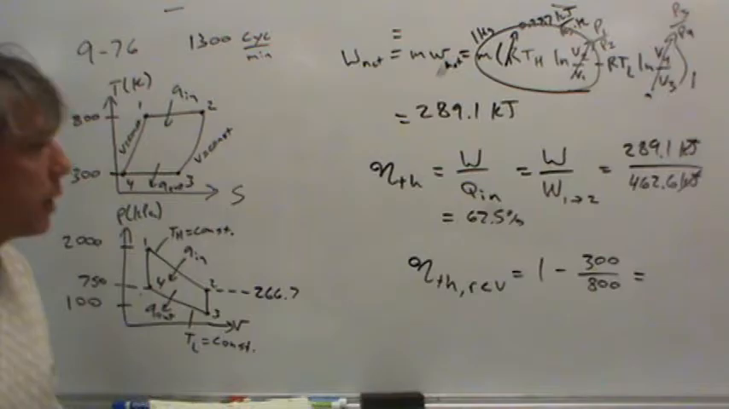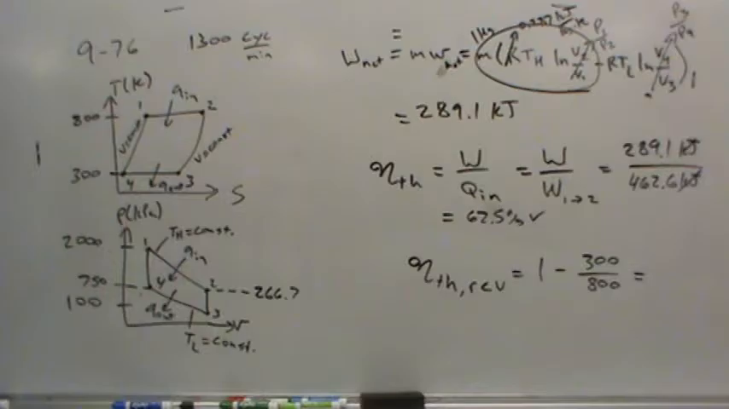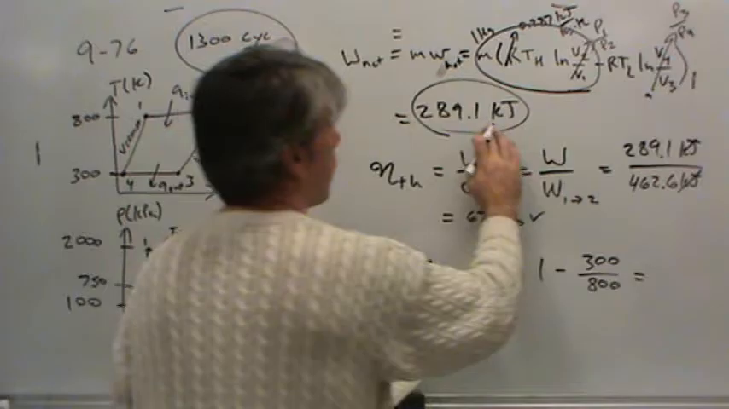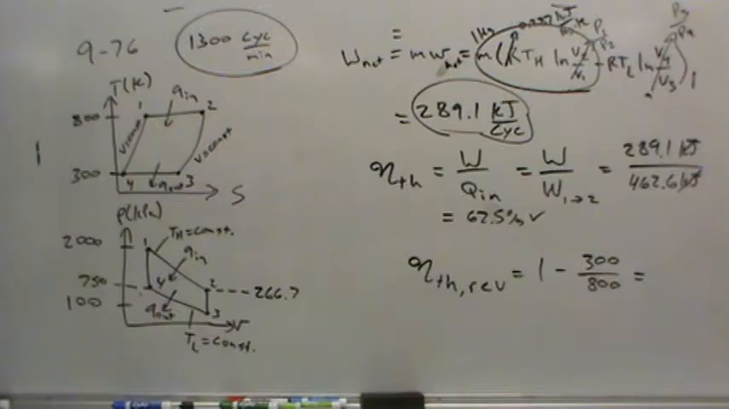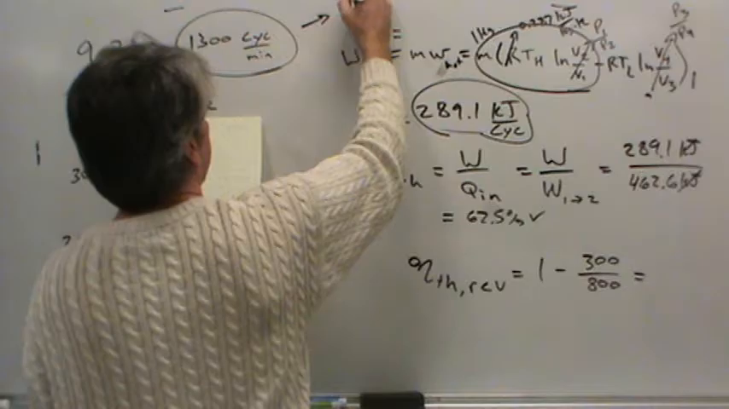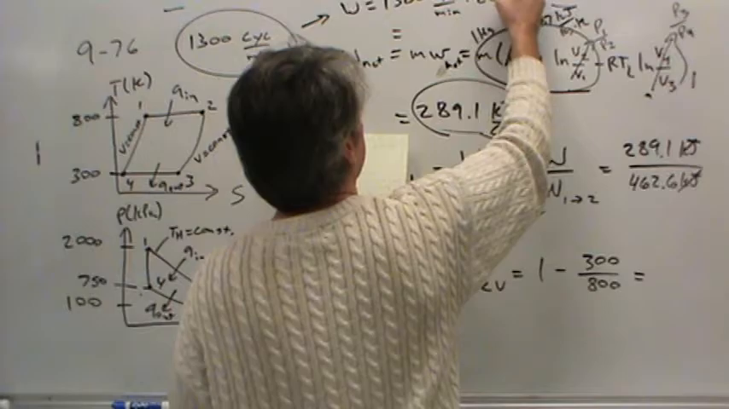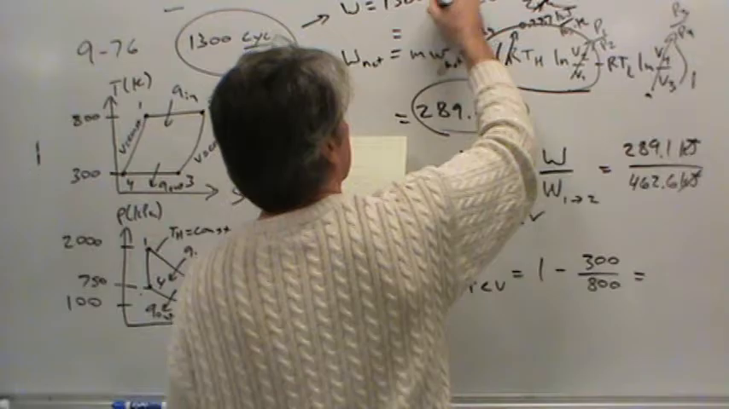0.625. It's exactly what we expected, right? It's exactly this. That's because this is ideally a completely reversible cycle. Okay. At 1300 cycles per minute, then all we have to do is multiply the net work output by, because that's the work per cycle, that's understood because we've just solved one cycle. So the work out per time, in other words, the power output, would be 1,300 cycles per minute multiplied by the 289.1 kilojoules per cycle.